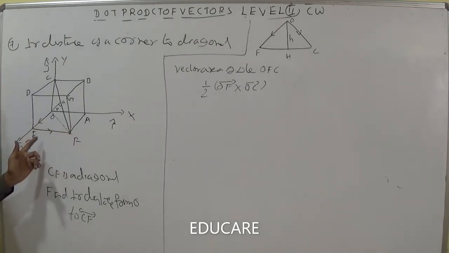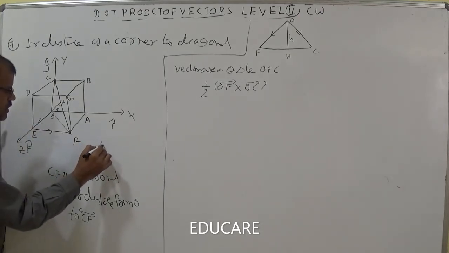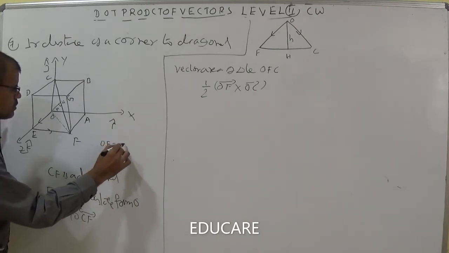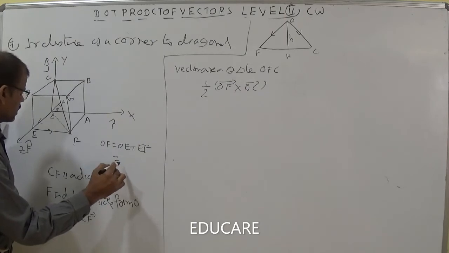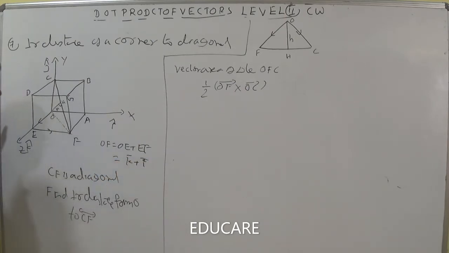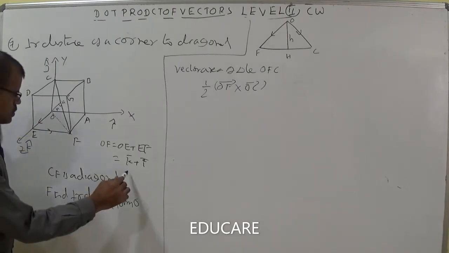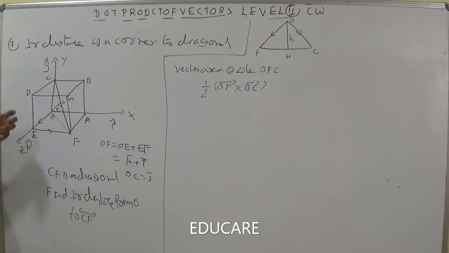OF can be written using the triangle property as OE plus EF. So OF is equal to OE plus EF, that is K plus I. Next OC. OC is the direction of J bar, so simply OC is equal to J bar. O is 0, 0, 0.